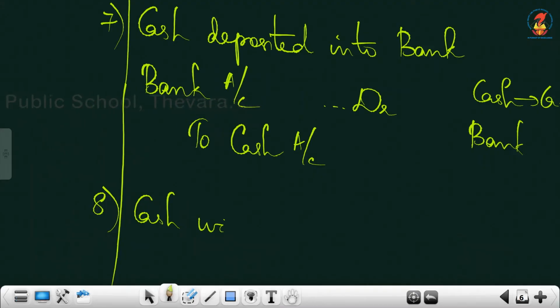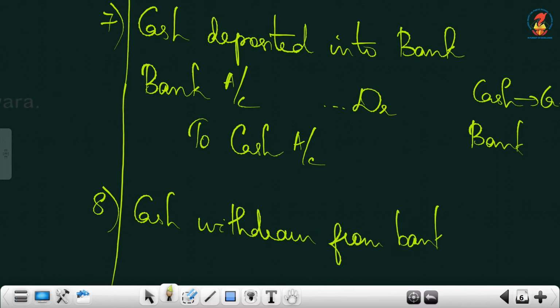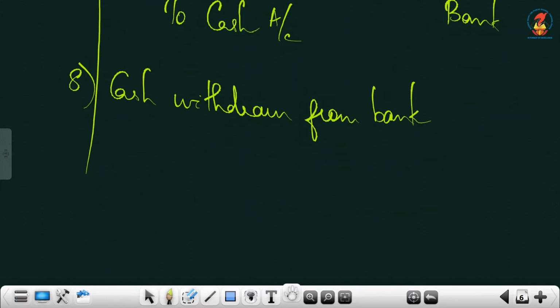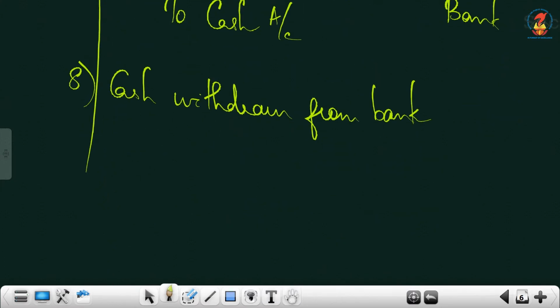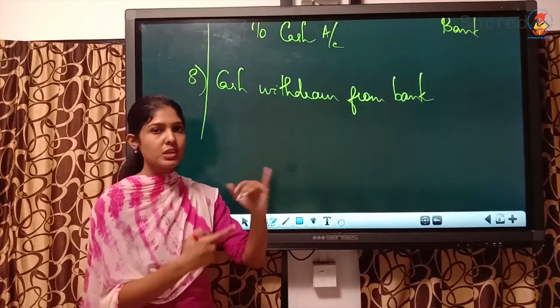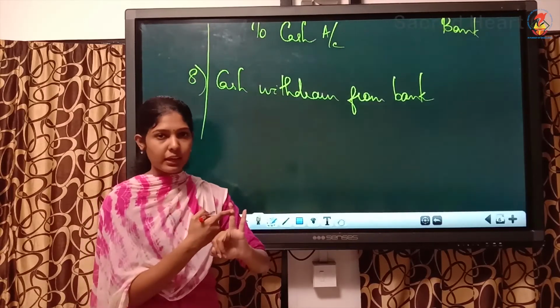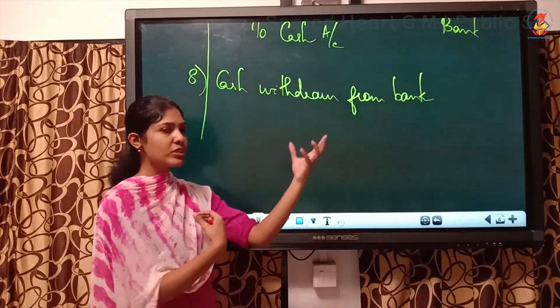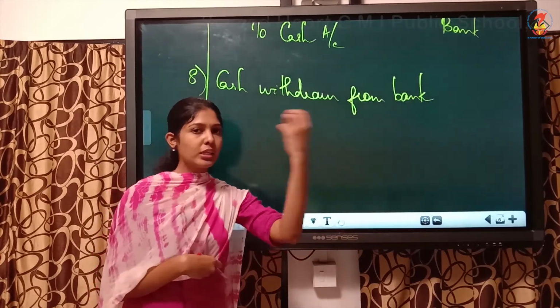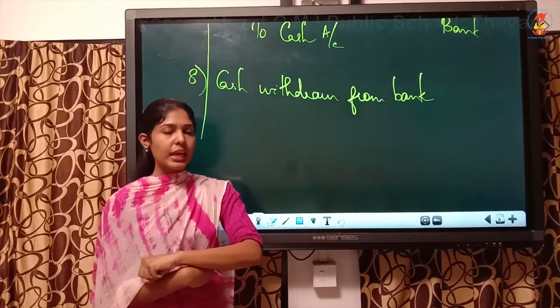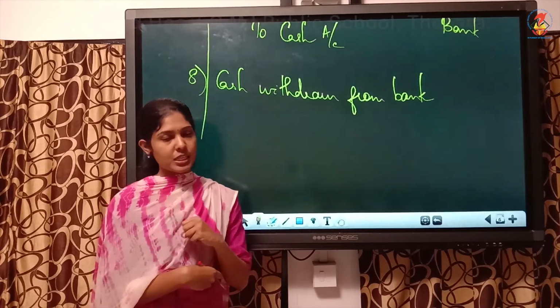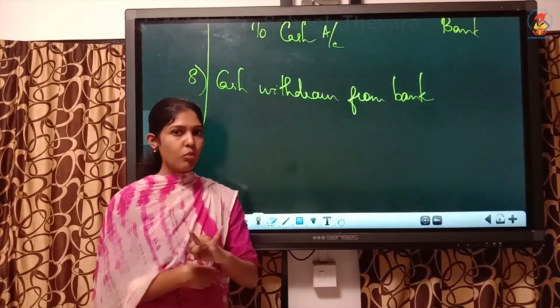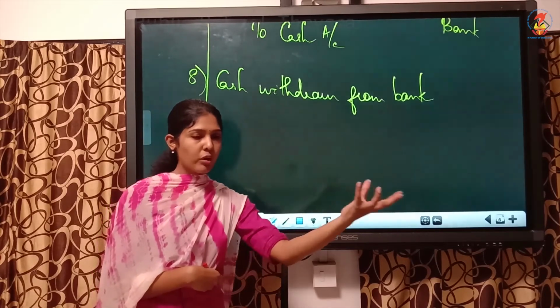Cash withdrawn from bank. So again, which are the 2 items? One is cash, one is bank. What is moving out, or what we are getting? Cash is withdrawn from bank means what comes into the business is again the cash in hand. Understood? Cash and bank are the 2 items, and here cash is withdrawn from bank.